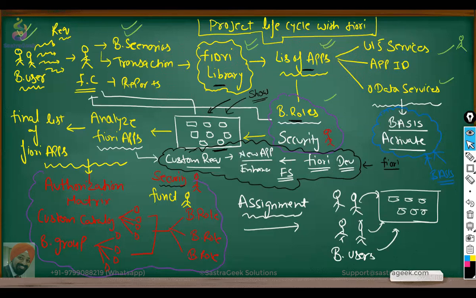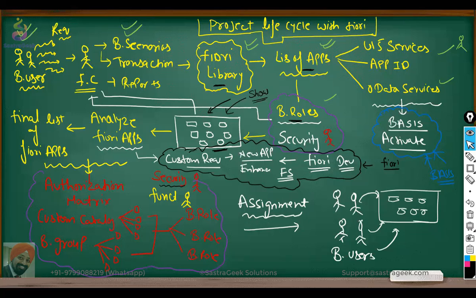Then exploring it, showing it to the business, and preparing a final list of Fiori applications, discussing with the business what kind of org structure they have, what kind of groups of people they have, and who would be doing what role, or who would be accessing what transactions and Fiori applications.